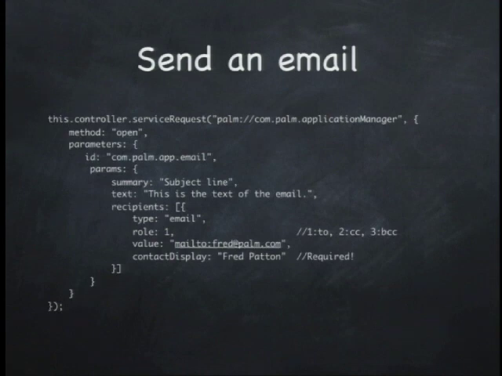We send a list of parameters, and then email has its own set of parameters, and that's what this area is here. We can set up a subject line under summary. The text is just whatever text you want to start the email. Sometimes you might want that.